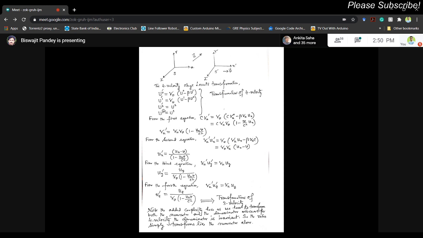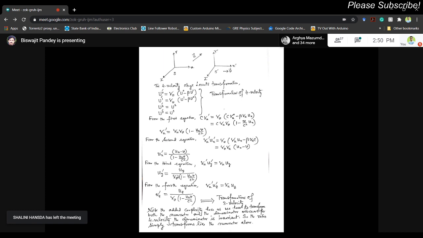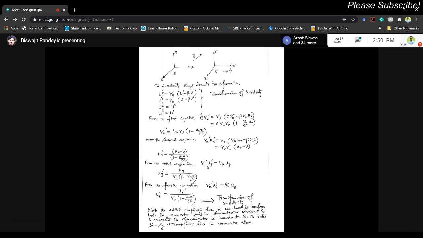Similarly, from the third equation, you can write the prime quantity, the y component, gamma u prime uy prime equal to gamma u uy. So uy prime will be gamma u uy divided by gamma u prime, and gamma u prime is known to you, which is gamma u gamma v into this, and that gamma u will get cancelled and you get uy prime equal to uy divided by gamma v into 1 minus ux v by c square. Exactly the same way you can relate the z component, which is uz prime equal to uz by gamma v into 1 minus ux v by c square.